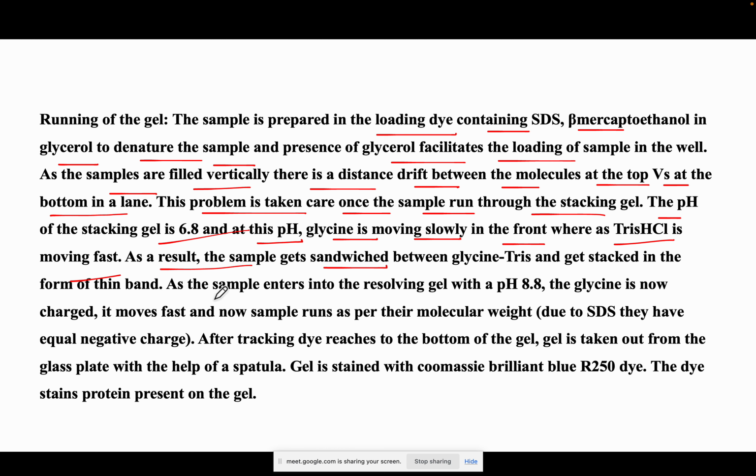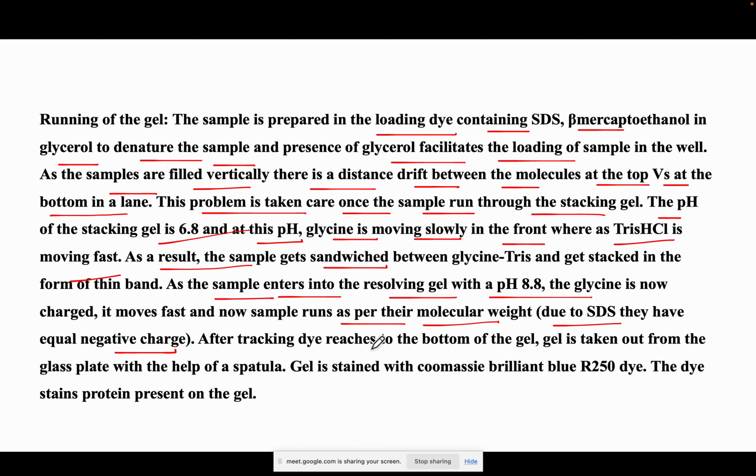Now, as the sample enters the resolving gel with a pH of 8.8, the glycine is now charged. It moves first, and now the sample runs as per molecular weight. Due to SDS, they have equal negative charge. So that's why they will be running as per their molecular weight.